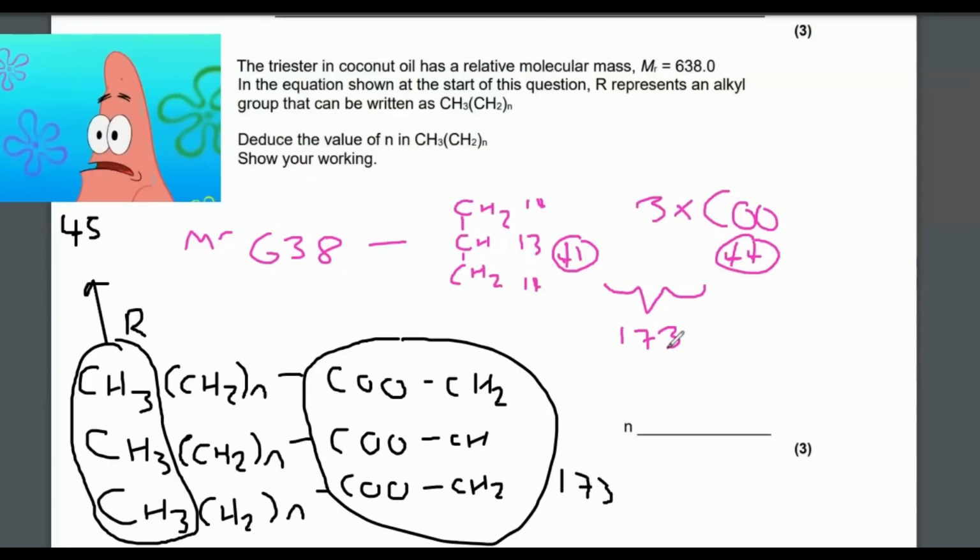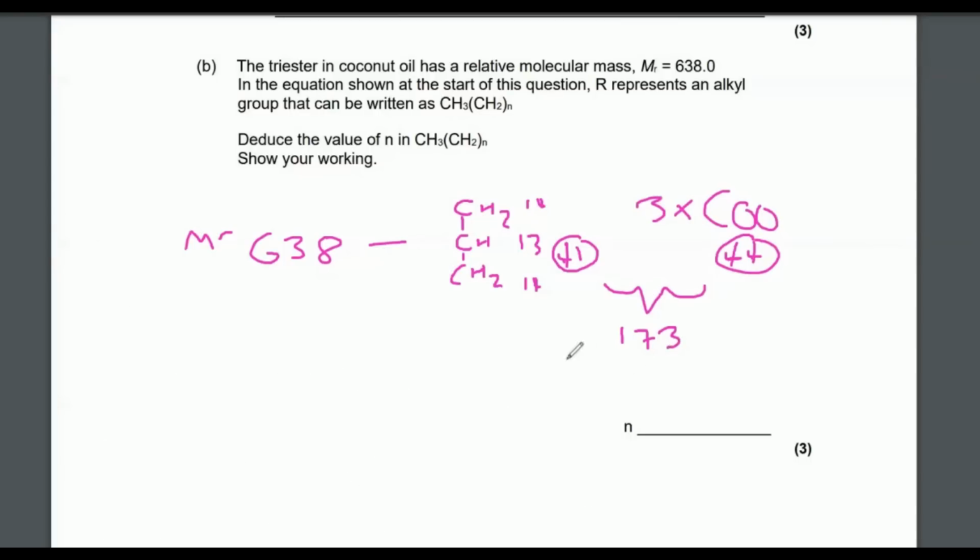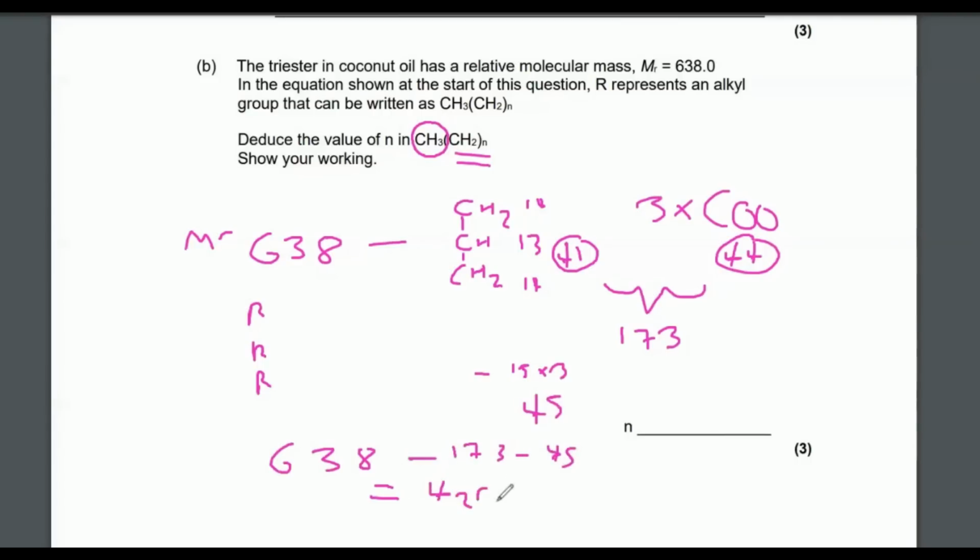And I need to subtract 3 times 15 as well from the 638 because I need to remove 3 CH3s to just leave me with 3 CH2Ns. So when we do 638 minus 173 minus the 45 for the 3 CH3 groups, we're going to end up with 420.